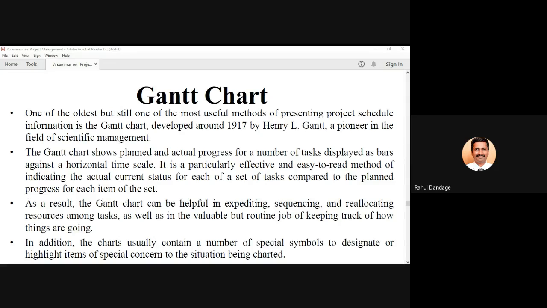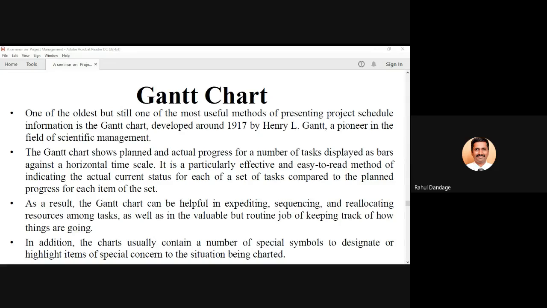And at the same time, we may go on putting two different lines for the Gantt chart, one for the planned activity, planned schedule, and another which is for the actual schedule. So once you go for that, you will also come to know whether the activity is running as per the plan or whether the activity is not running as per the plan.